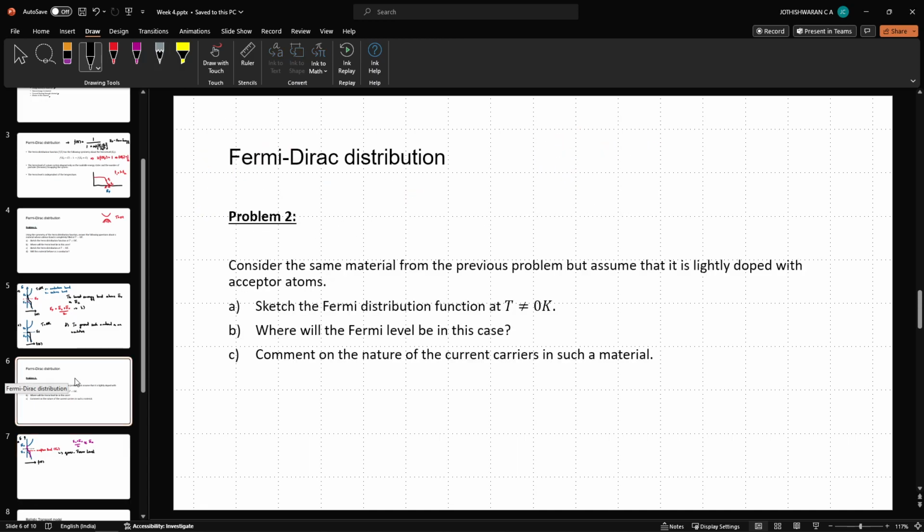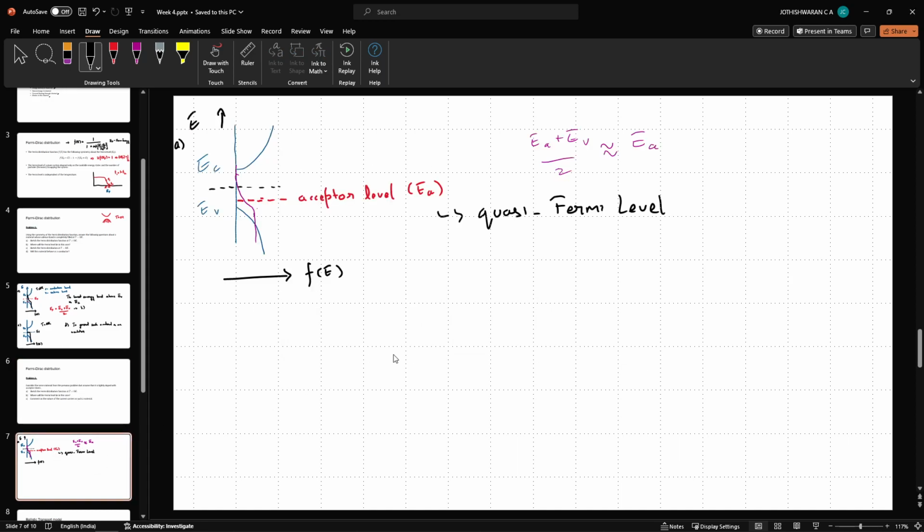So part A is done. Now part B, we have said that a Fermi level is not technically definable in this case. So Fermi level EF is approximately, not exactly, at EA, and this is the quasi-Fermi level. This is not the exact actual Fermi level. This is not the proper Fermi level.